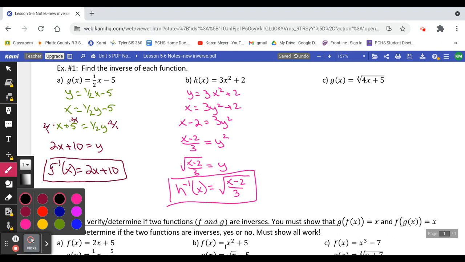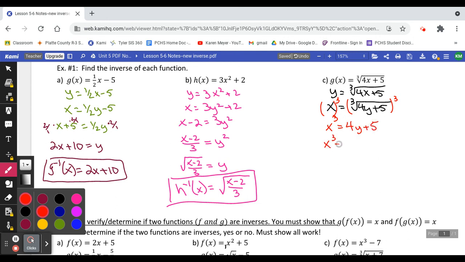Okay, last one. So y equals cube root of 4x plus 5. Switch x and y. X equals cube root of 4y plus 5. Okay, the 4y plus 5 is under the cube root. So you can't move anything or divide anything until you get rid of that cube root. So I'm going to start by cubing both sides. So power of 3. So x to the third equals, and then over here, the cube root and the power of 3 cancel out. So 4y plus 5.